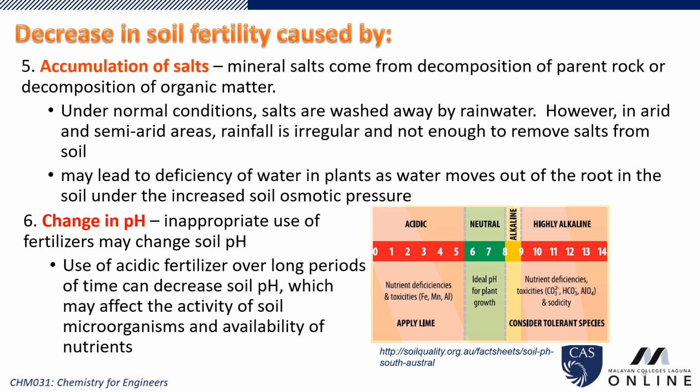The change in pH also decreases soil fertility. Inappropriate use of fertilizers may actually change the soil pH. The use of acidic fertilizer over long periods of time can decrease soil pH, which may affect the activity of the soil, particularly the microorganisms and the availability of the nutrients.